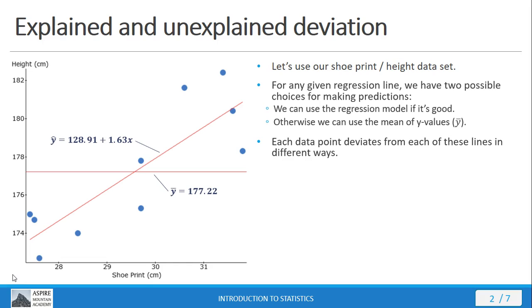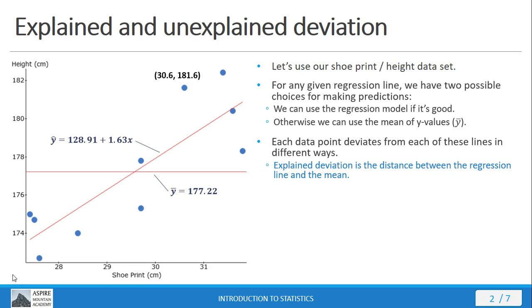Now, notice how each one of the data points, so all the 10 data points that we have in our set, are going to deviate from each of those lines in different ways. So let's look at an example point up here at the top. So this data point has coordinates 30.6, 181.6.